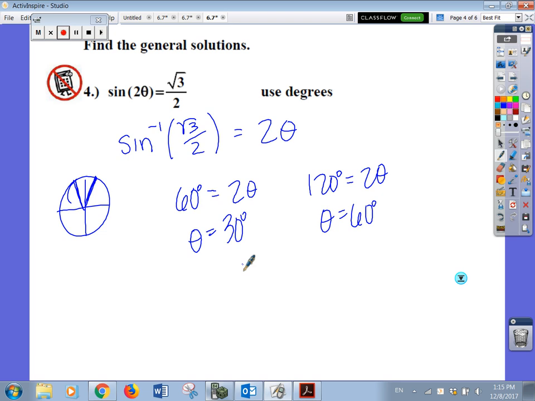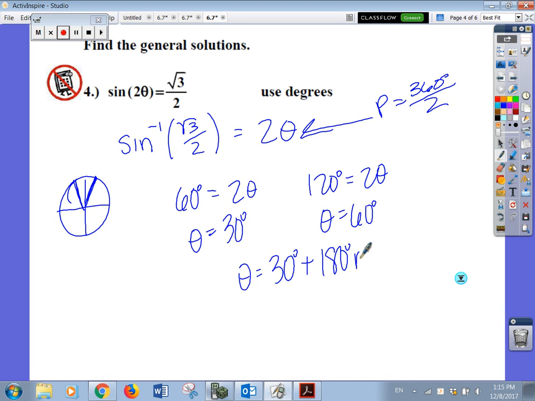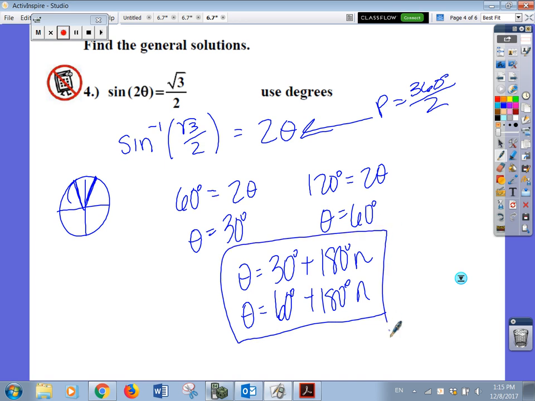So our general solutions would be theta equals 30 degrees plus the period. Period equals 360 divided by 2, so 180n. And theta equals 60 degrees plus 180n degrees. 2 general solutions.